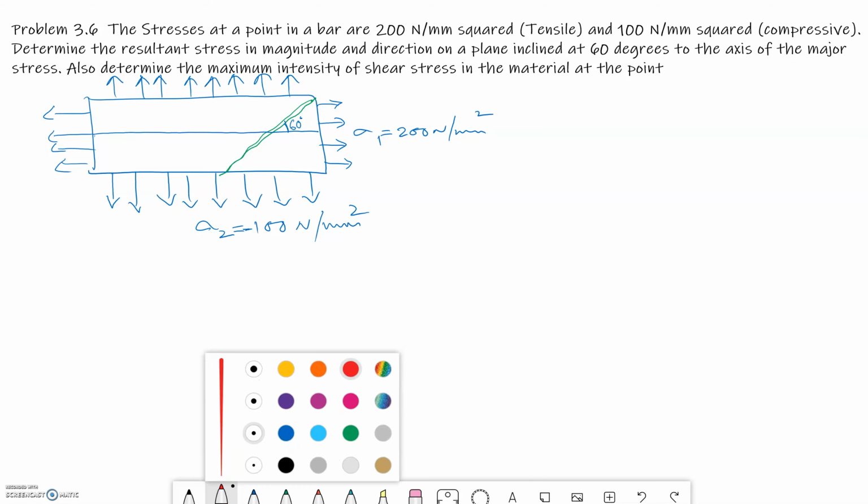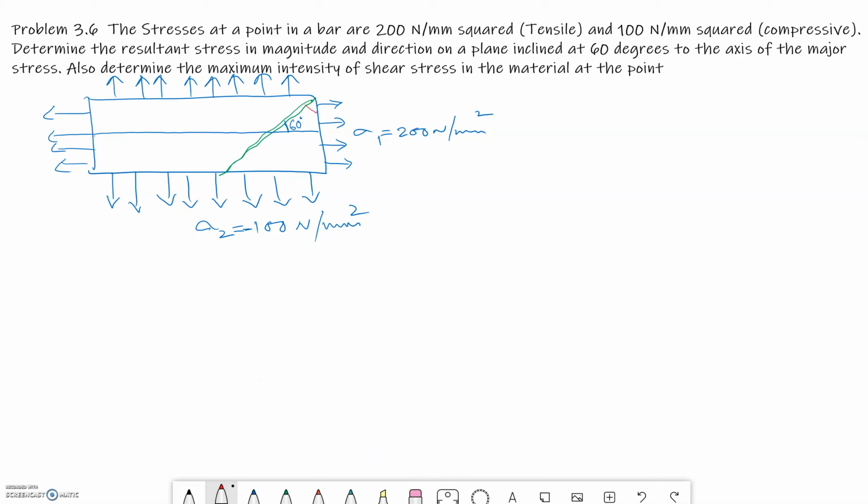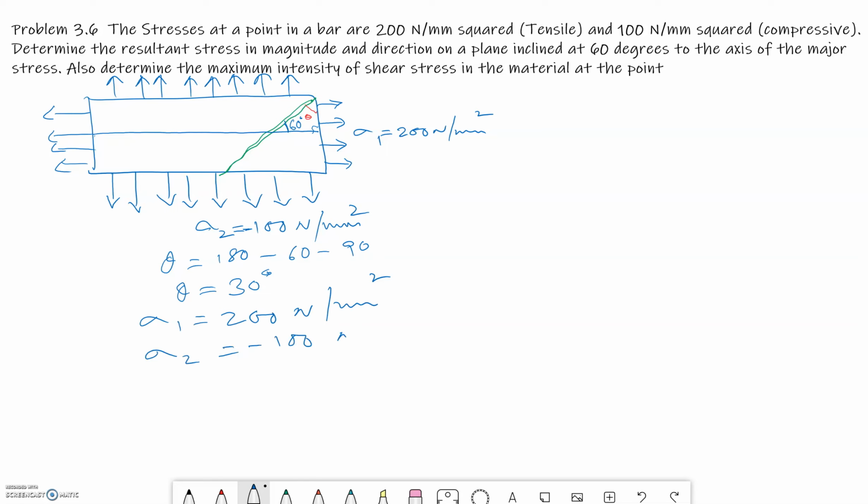The important thing to note is we are interested in this angle. This is theta for us. So if you look at the small triangle, theta will be equal to 180 minus 60 minus 90. This is 90 degrees, so your theta is equal to 30 degrees. Now we already have sigma 1 equal to 200 Newton per mm squared, and sigma 2 is minus 100 Newton per mm squared because it's a compressive load.